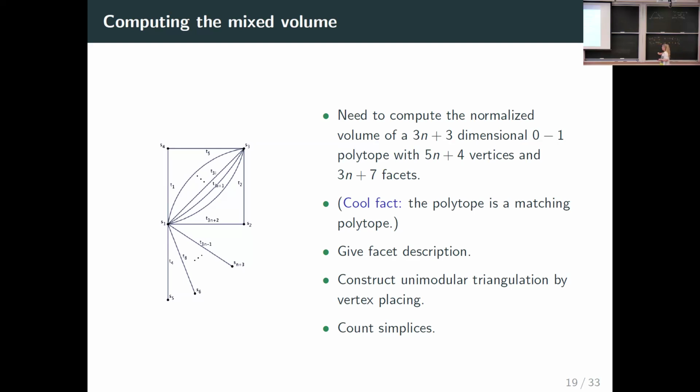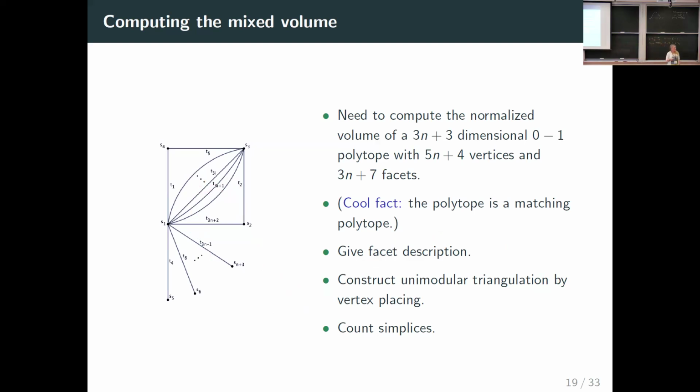So there were a couple of things that needed to take place, right? We needed a facet description, which is not always super simple for a polytope. And then we went through and did vertex placing to get a unimodular triangulation, and then you count simplices. And so it was a very interesting combinatorial adventure, right? And then one of the cool facts is this polytope that we needed to compute the volume of is actually a matching polytope. And so this is the graph over here. And so the polytope would be the matching polytope of this graph.